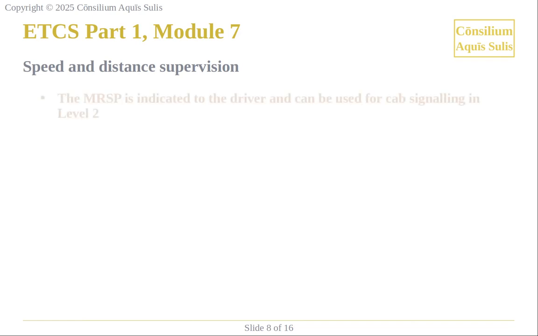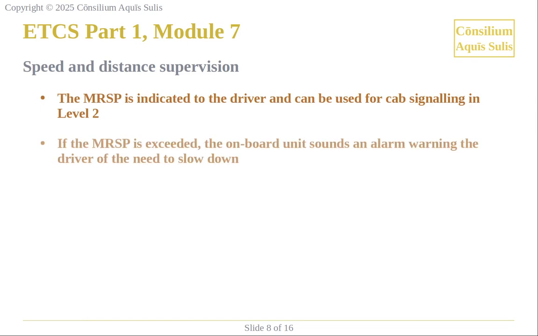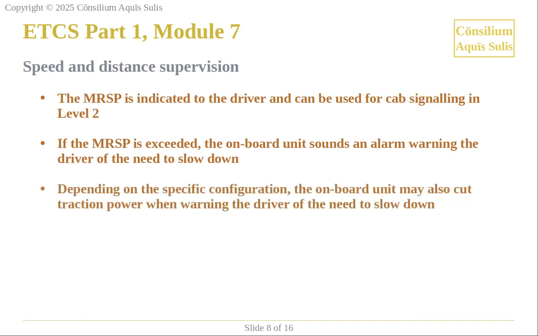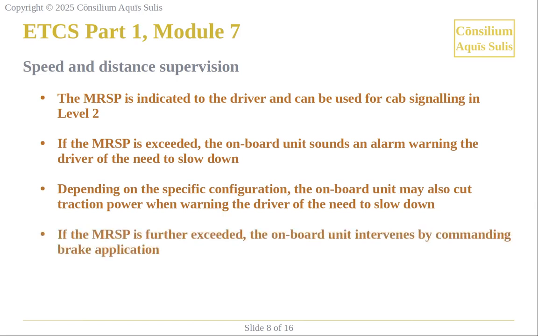The MRSP is indicated to the driver and can be used for cab signalling in Level 2. If the MRSP is exceeded, the onboard unit sounds an alarm warning the driver of the need to slow down. Depending on the specific configuration, the onboard unit may also cut traction power when warning the driver of the need to slow down. If the MRSP is further exceeded, the onboard unit intervenes by commanding brake application.